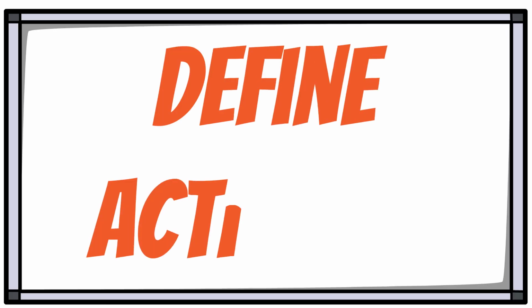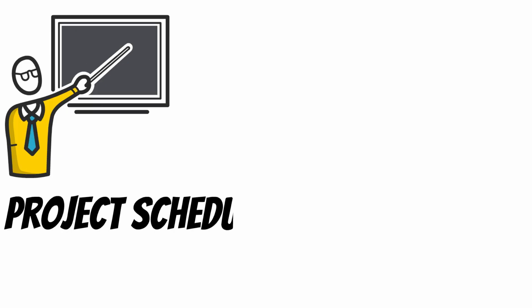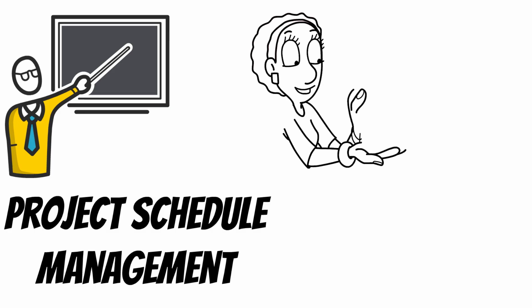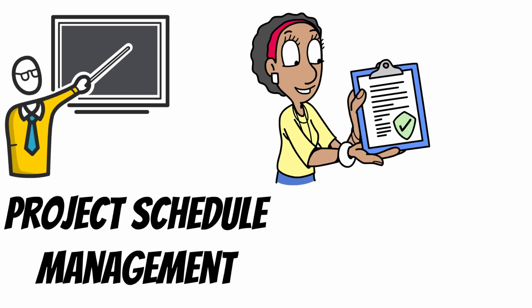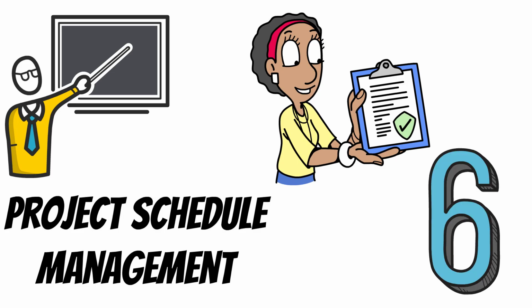We're tackling the Define Activities process from the PMBOK guide. Before we get into it, let's do a quick recap of where this fits into project schedule management. Time, or as the PMBOK calls it, project schedule management, is all about making sure the project gets done on time. It includes 6 processes.